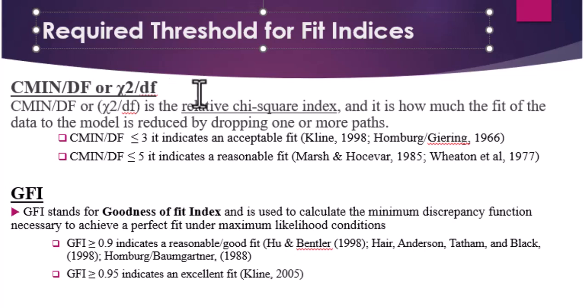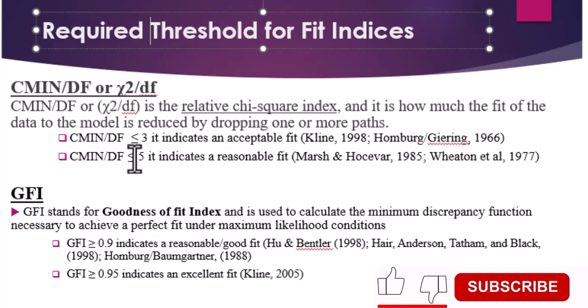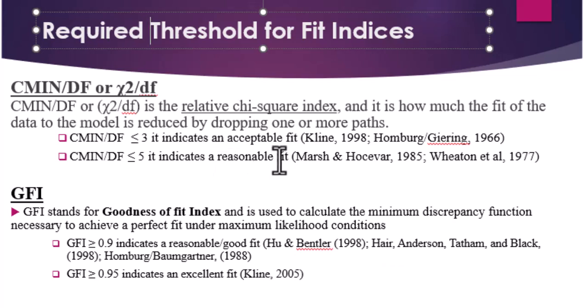If we start with the relative chi-square index, that is chi-square divided by the degrees of freedom, it tells us how much the fit of the data to the model is reduced by dropping one or more paths. The required threshold is less than or equal to 3. It indicates an acceptable fit, according to these authors. There are also other authors who indicate that if this relative chi-square index is less than or equal to 5, it also indicates a reasonable fit.